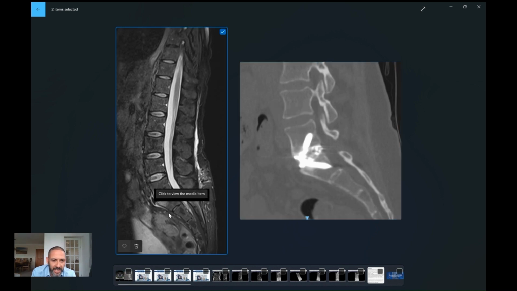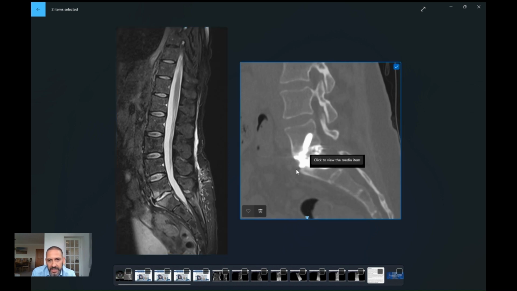So this patient here, just like Tiger Woods, required that level to be fused, and you can see here on the right the CT scan. In that disc space you've got the cage with screws anchoring it in so that the two levels fuse up.